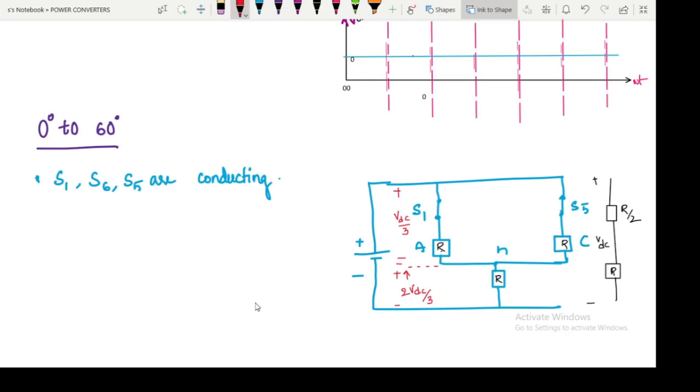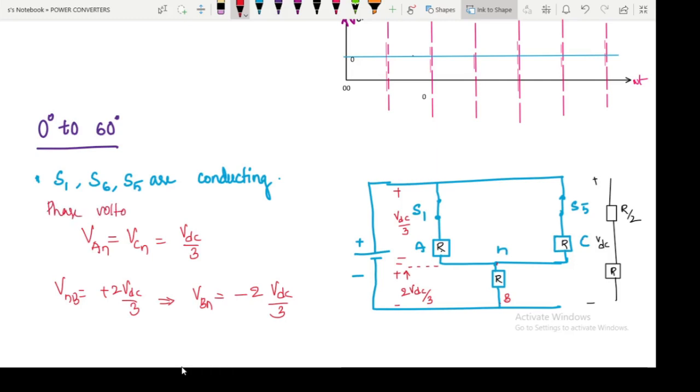If you observe here, VAN is equal to VCN. Between A and N we have VDC by 3. Similarly, between C and N we have VDC by 3. But here this is B, right? This is N to B. VNB is plus 2 VDC by 3. But we need it from VBN, that is the inverse of 2 VDC by 3. I hope you understand. From neutral to B, we have plus 2 VDC by 3. From B to neutral, it will be minus 2 VDC by 3. So we have obtained the phase voltages from 0 to 60 degrees conduction.